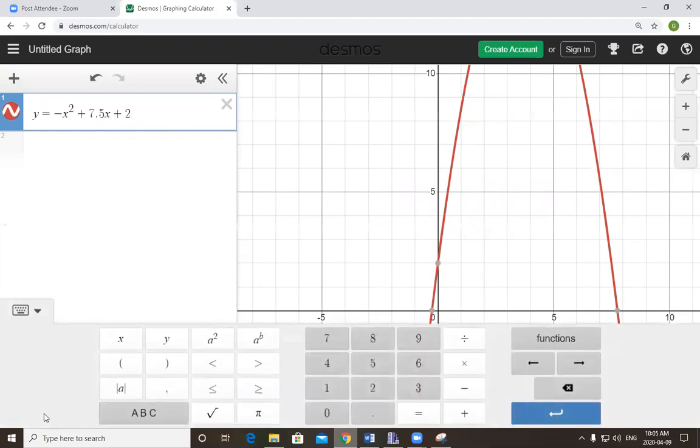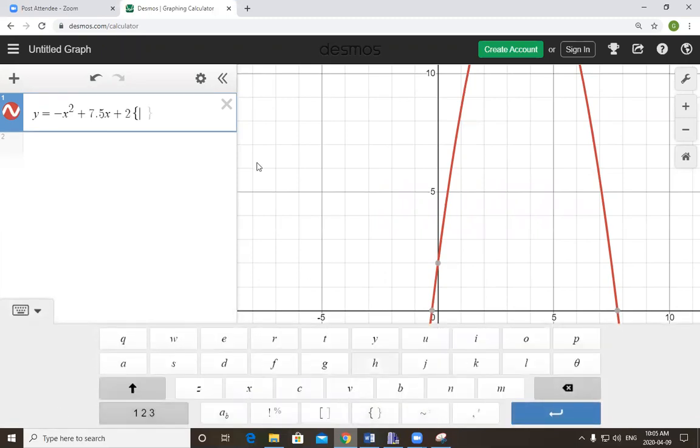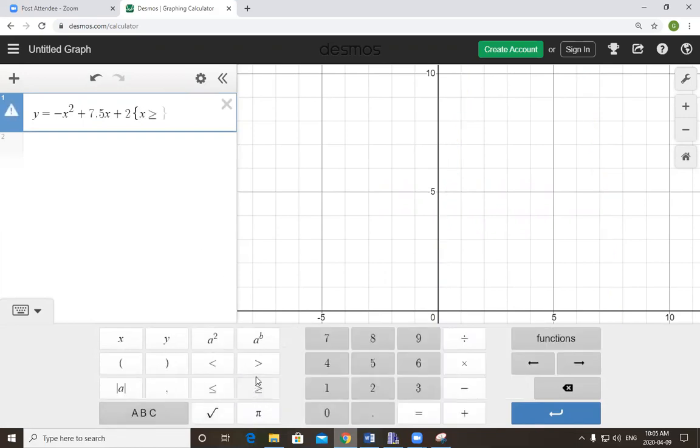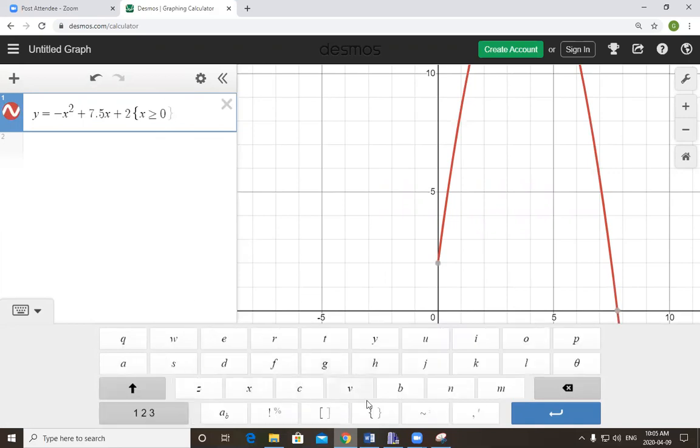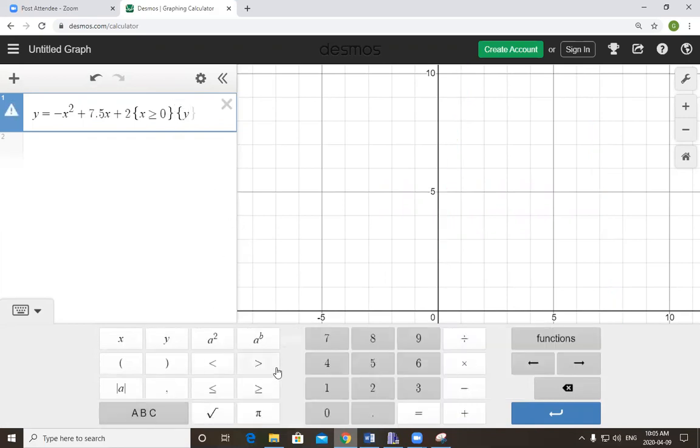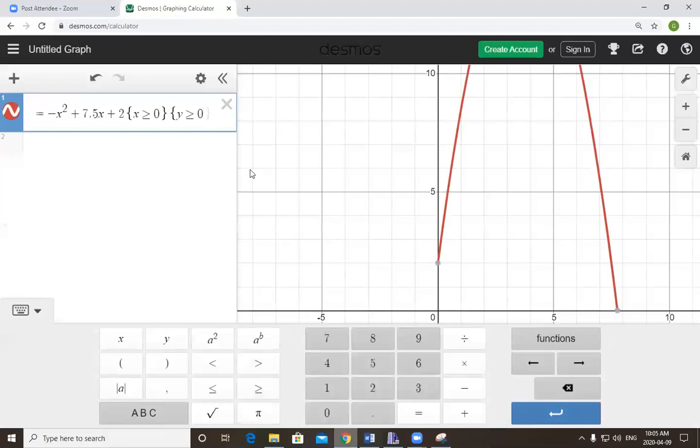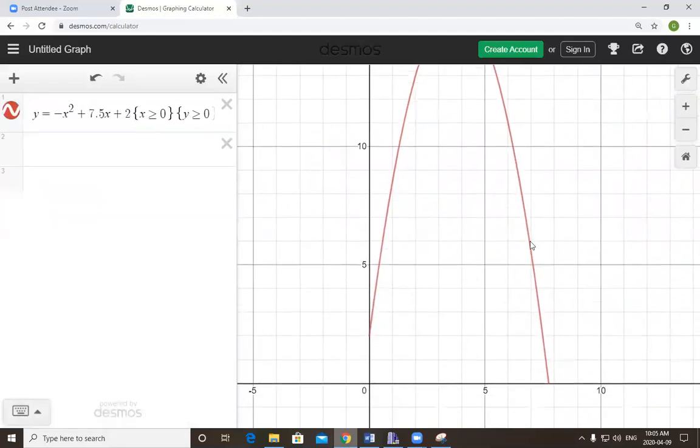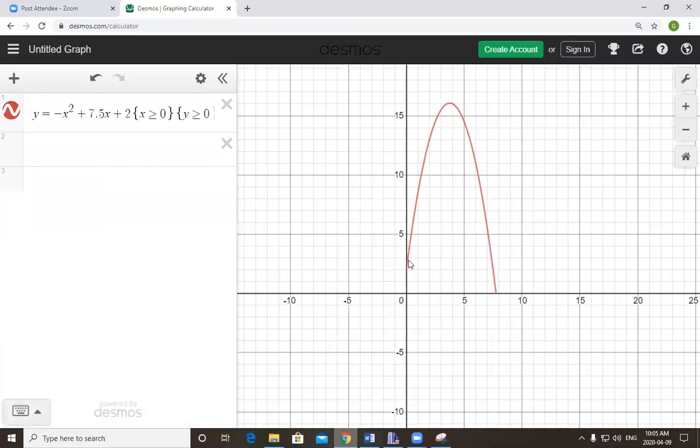Right away, we are going to click on the curly braces, x greater than or equal to 0. Click out. Okay, make sure you click out and then go back and click on the curly braces again and go y greater than or equal to 0. Okay, beautiful. Now I'll zoom out. There we go. There's our graph.